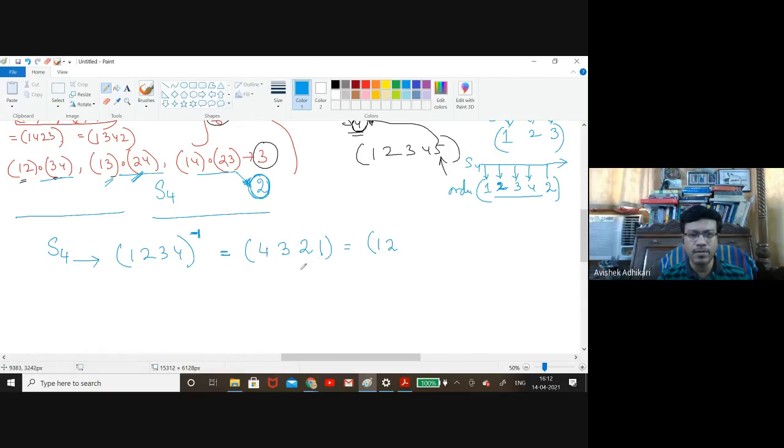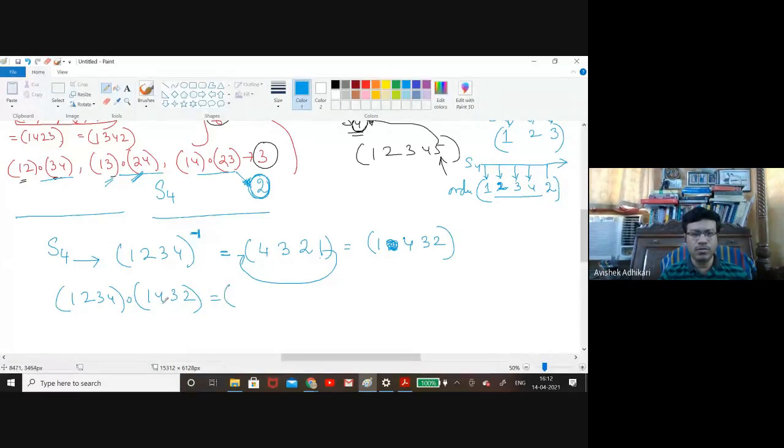4 3 2 1. So if I want to write it starting from 1, then 1 4 3 2, right? You just cyclically shift this, then it starts with 1, it will look better. Is it correct? Okay, let's check very quickly. 1 2 3 4 composed with 1 4 3 2. Quickly tell me what is this value.